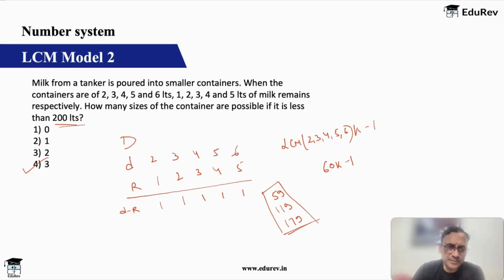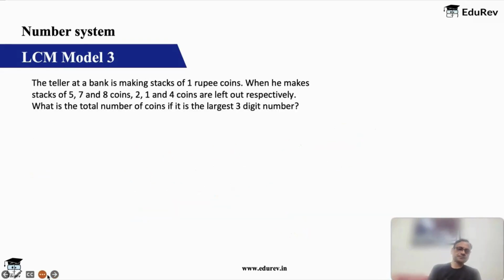Okay, so very simple. How did you identify model 2? Your divisor minus remainder was same. Okay, let's look at model 3. The teller at a bank is making stacks of 1 rupee coins. So here certain 1 rupee coins, he's making stacks of them. When he makes stacks of 5, 7 and 8 coins, 2, 1 and 4 coins are left out respectively.